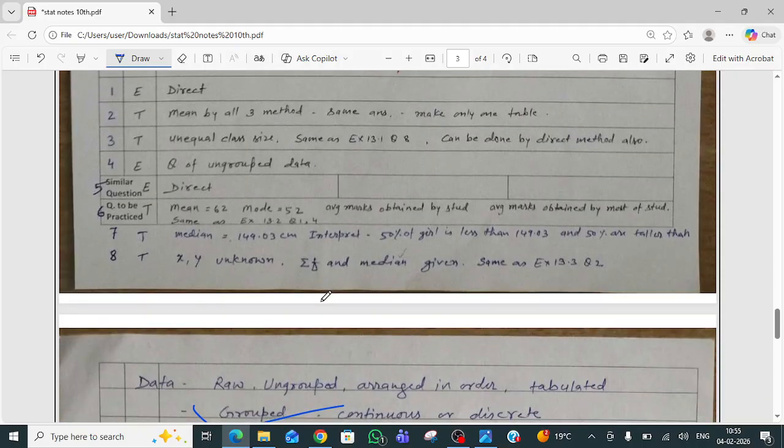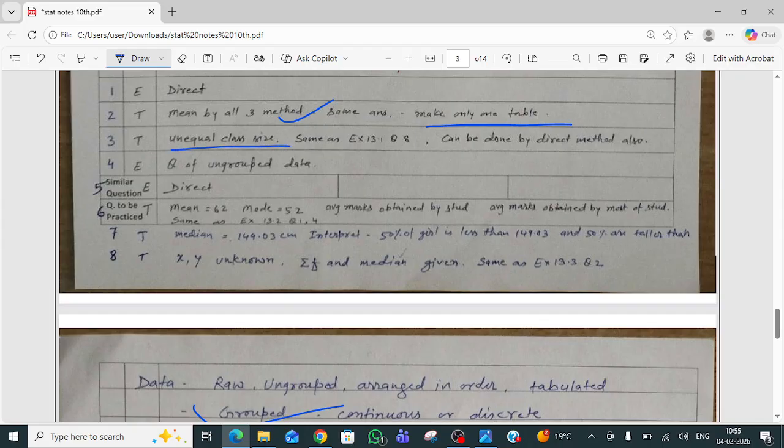First example is easy. Second example is mean by all three methods. When this question comes, you have to make only one table for all the calculations, like mean and mode, in one table only. We should not make the table twice. So practice this. You can take help of the example also.